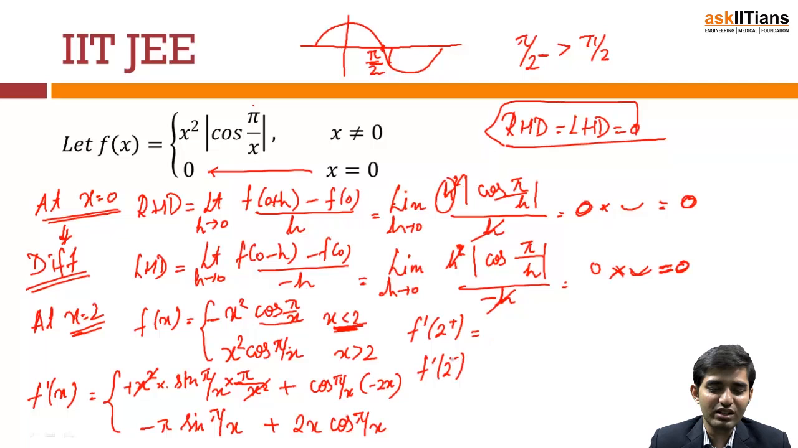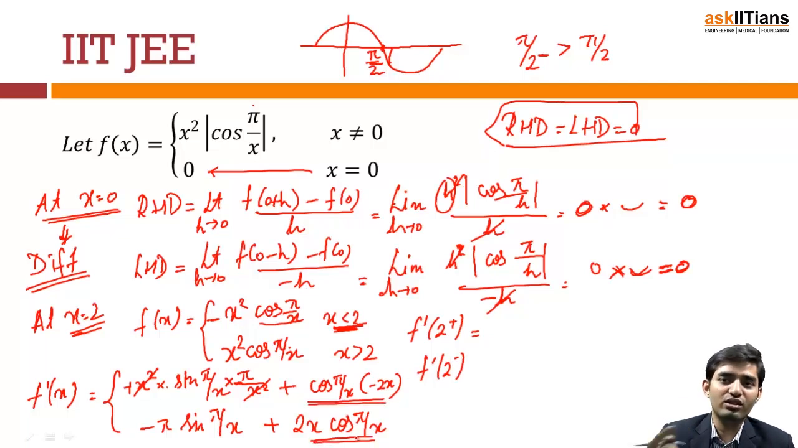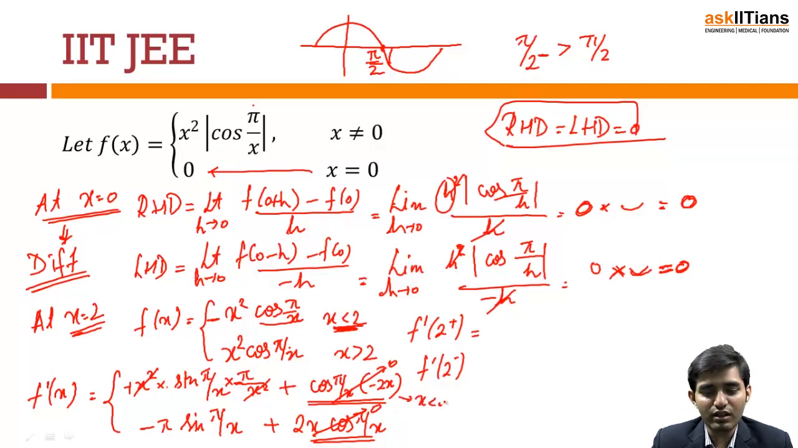Now if I find out what is f dash, this quantity will become 0 at x equal to 2, right? Because cos pi by 2 is 0. So both these quantities will go, this will become 0 and this will become 0. So it will depend only on this term, okay? So from here, this is if x is less than 2, right? This definition is if x is less than 2.